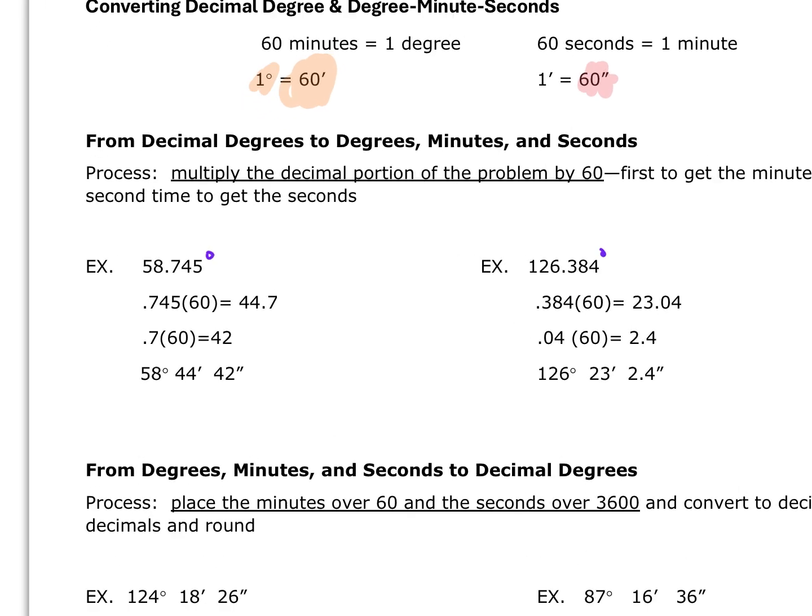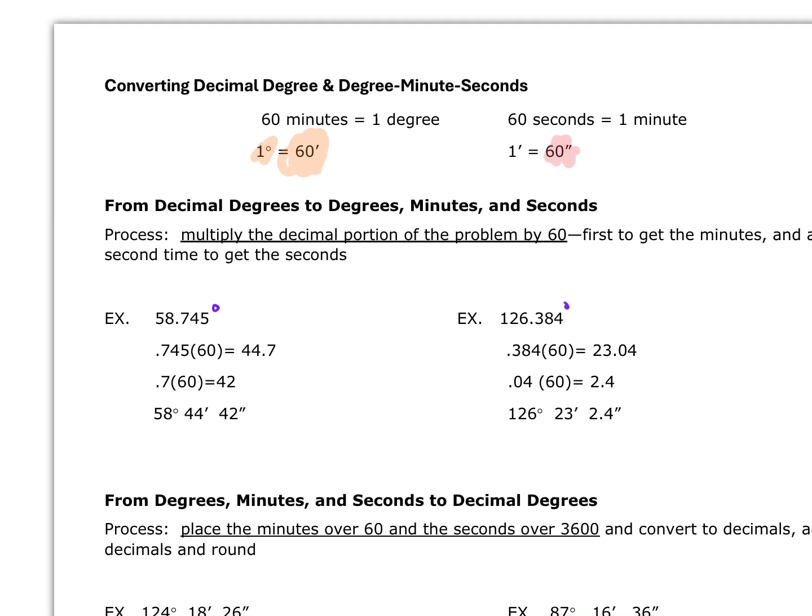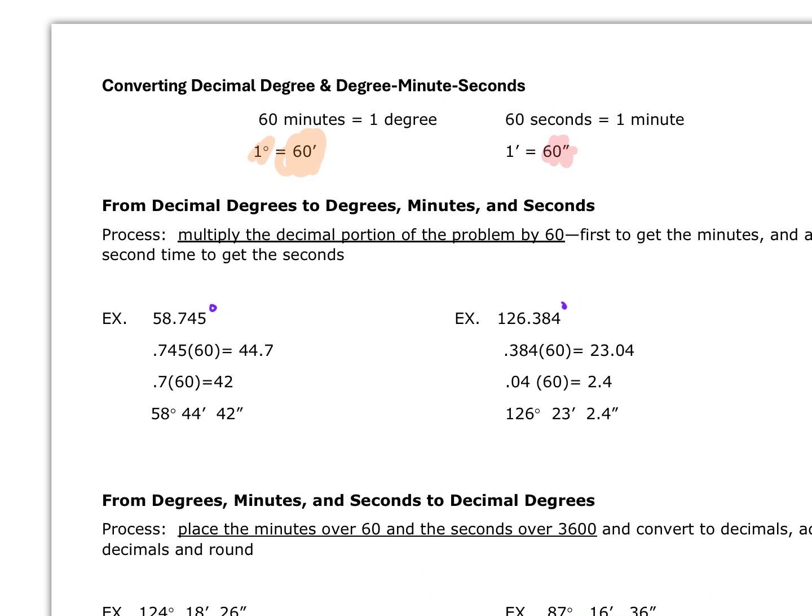If you're given something that's decimal degrees, we're going to multiply the decimal portion by 60. In other words, we take this 0.745 and multiply it times 60. The whole number part that we get for our answer is our minutes. We did 0.745 times 60 and got 44 point something. We're not worried about the decimal part yet. The 44 becomes our minutes. Then we take this decimal part and multiply that times 60 again, and that becomes our seconds.